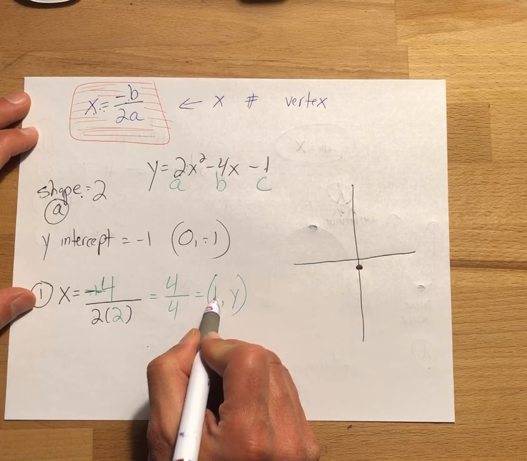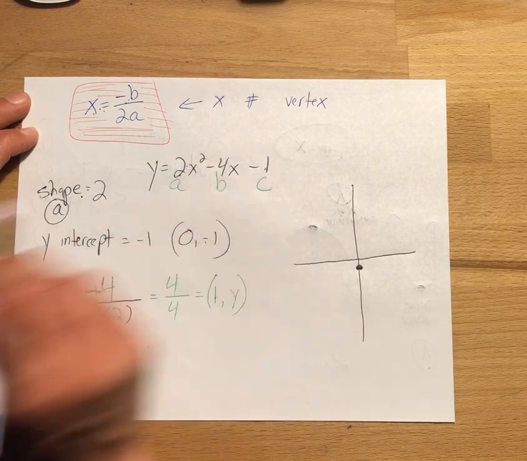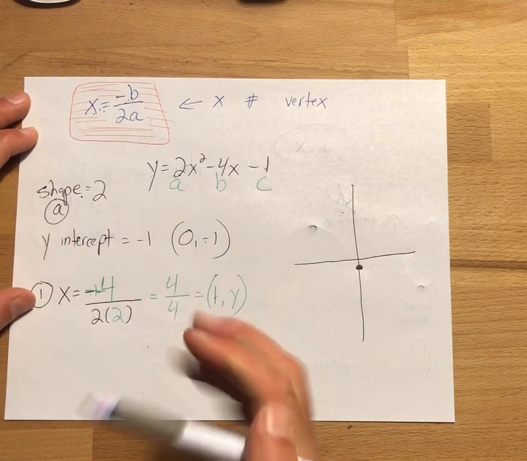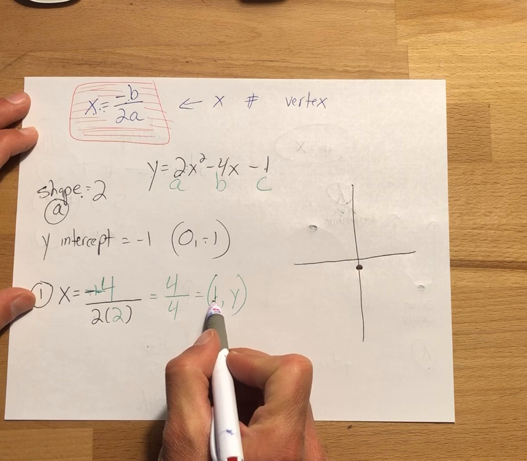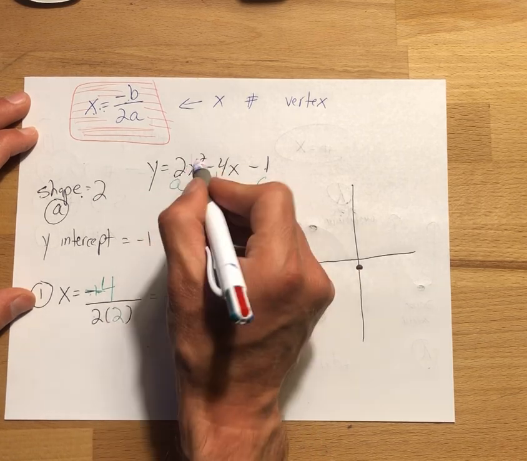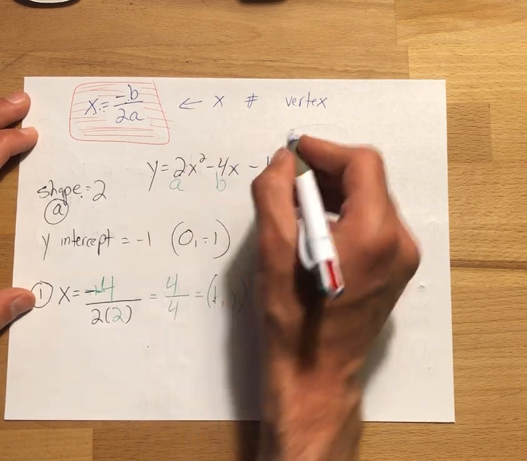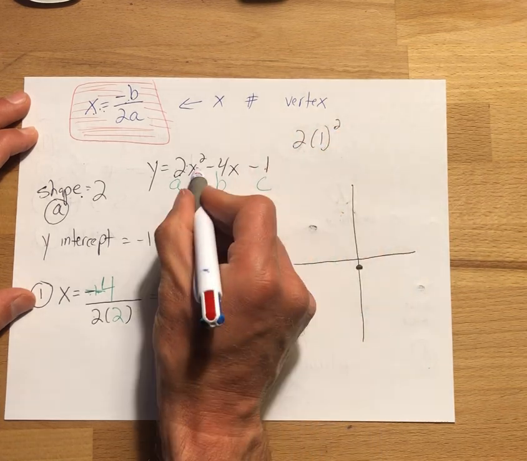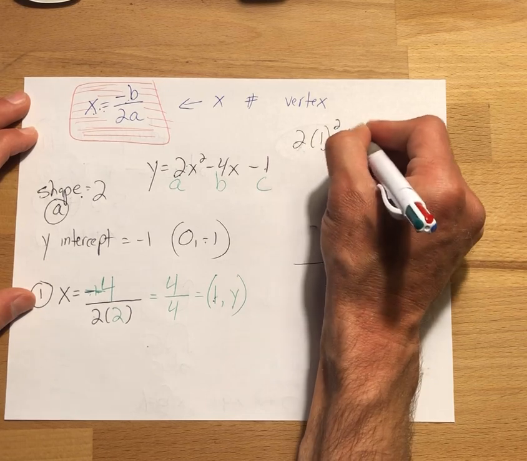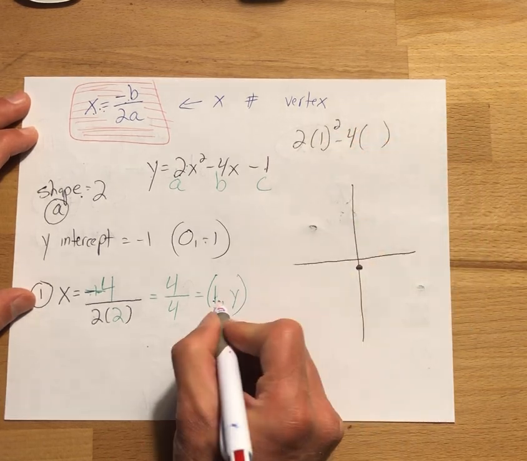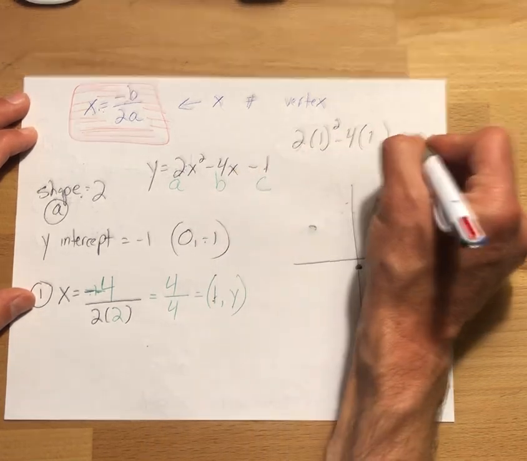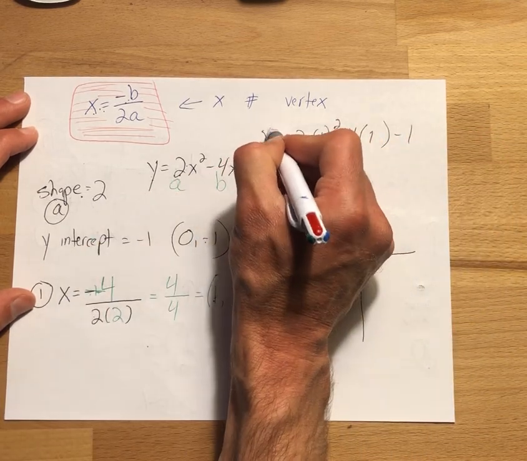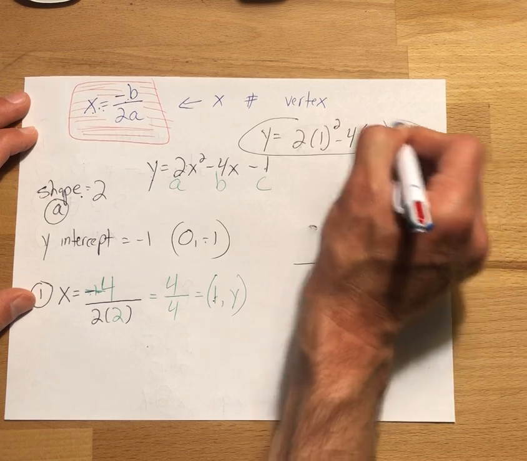Now, the way you find your y, I got to figure out what this number is. You're going to take your x number and plug it back into the x's to figure out your y. So if I know my x number for my vertex is 1, I'm going to plug a 1 into here and a 1 into here. So I'm going to say 2 times 1 squared. See how I plugged that into here? Minus 4 times, I'm going to plug a 1 into this x, minus 1. And this is going to give me, see how it says y equals? Y equals whatever this answer is.